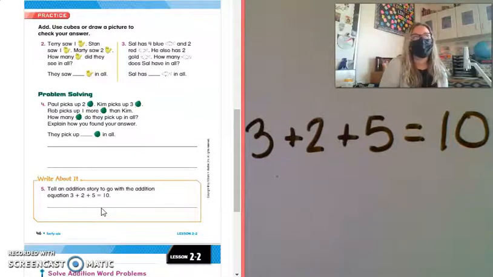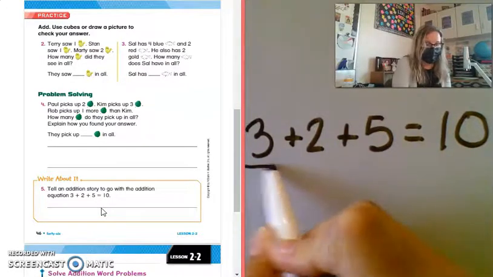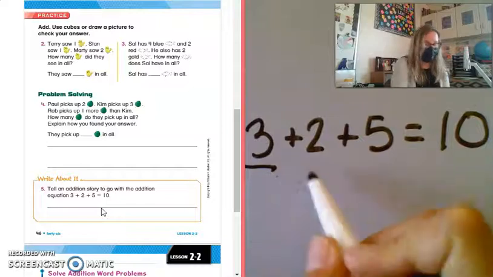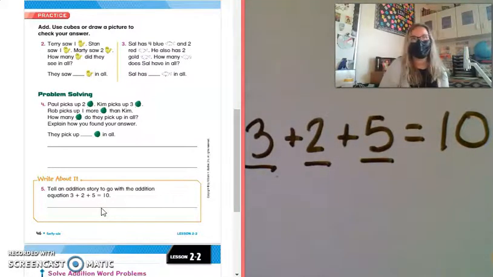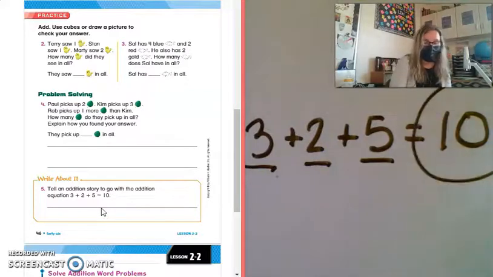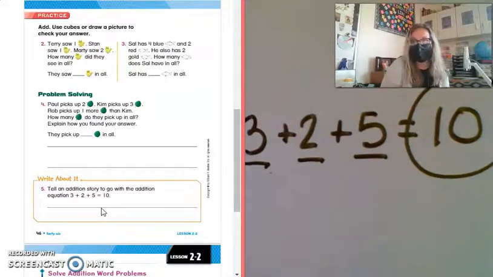Like, Ava June was baking cookies. She baked 3 chocolate chip cookies, 2 oatmeal cookies, and 5 peanut butter cookies. How many cookies did she bake in all? 10. Okay, can somebody else come up with a different word problem?